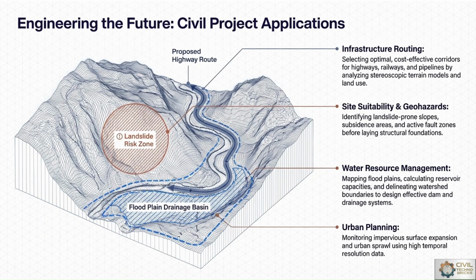For civil engineering point of view, here we can see the digital elevation model. With reference to that digital elevation model, we can plan our civil engineering projects for their 100-year design life. We have to mark some landslide risk zones. We have to take care of the ridge lines, valley lines, then flood lines likewise. So infrastructure routing, site suitability and geohazards, water resource management, urban planning, these are all the civil engineering project applications.